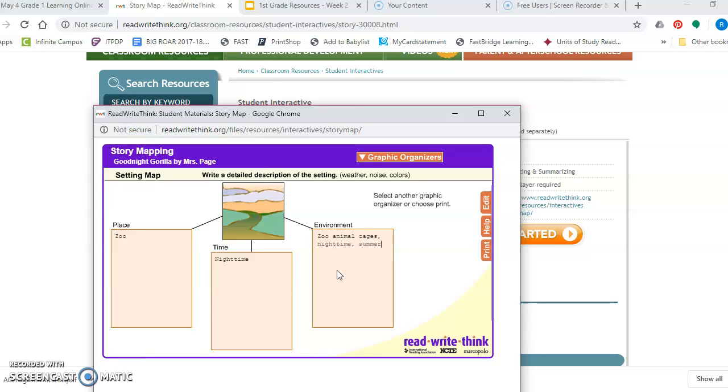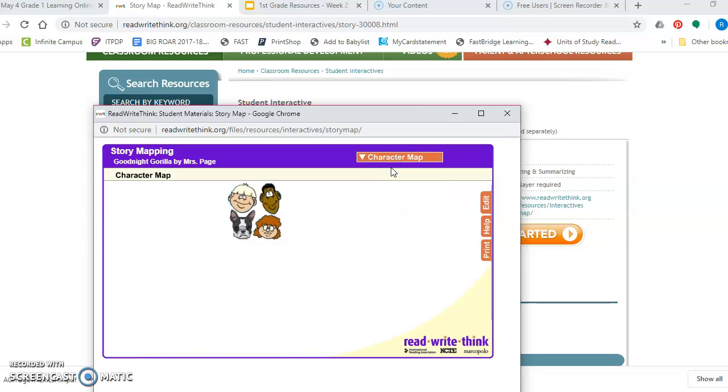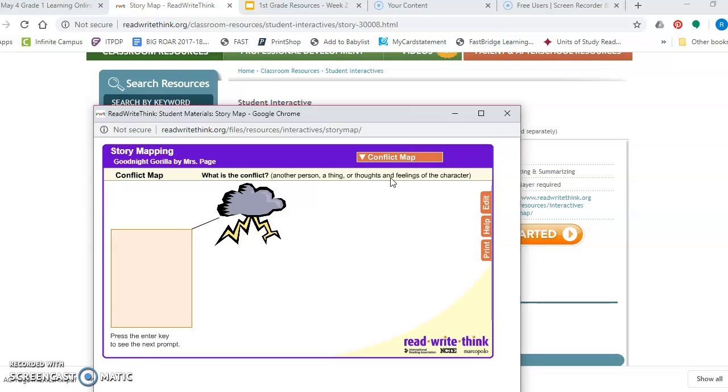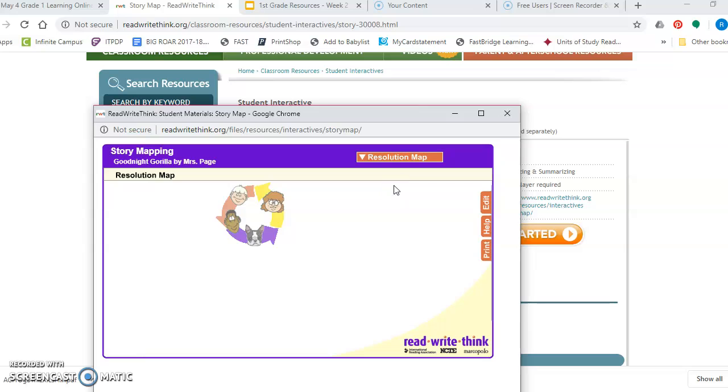So I can just keep on writing into here if I want, or I can go up here to graphic organizers and pick something else. So character map. That's going to ask me about the characters in the story. Conflict map. This is going to talk about the problem of the story. Resolution map. This is talking about how was that problem solved.